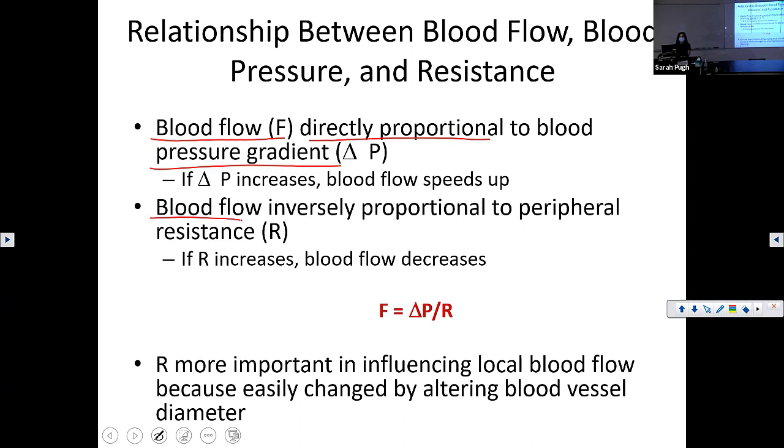Blood flow is inversely proportional to resistance. Okay? If resistance goes up, flow will go down. Inversely proportional means they go in the opposite direction. So if there's more resistance, then blood's not going to flow as well. It's going to go down. If there's less resistance, blood's going to flow great. It's going to go up. Okay, so those are inversely proportional. So here's the equation. Okay, we say that blood flow is equal to a change in pressure over resistance.